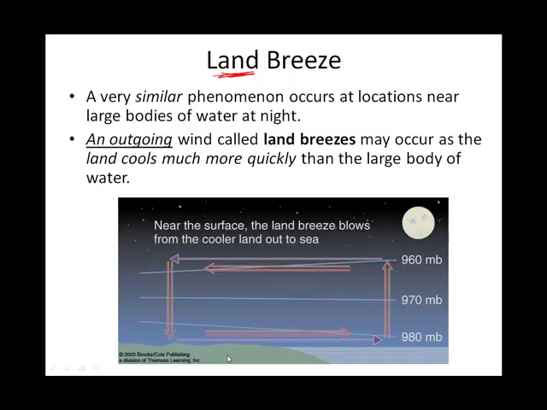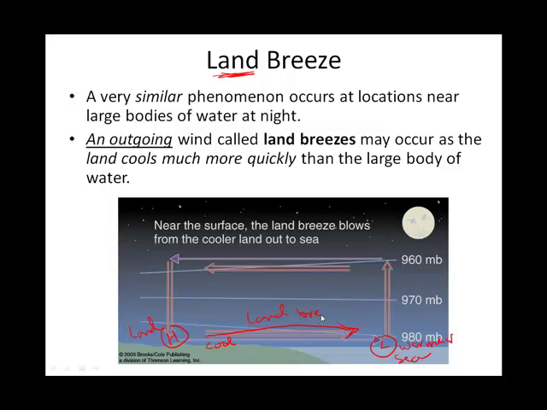So what happens at night, so here's my land over here. And here is my ocean or my sea. So what happens at night is that with regard to cooling down, the land cools more quickly. So it'll cool more quickly, and the sea will kind of retain its heat, so now it'll be warmer. And so we kind of have a reverse situation where, because it's warmer, we kind of have a low pressure out here at the surface, and because it's cooler, we kind of have a high pressure here. So this would be our land breeze.